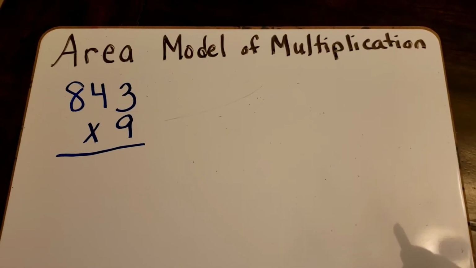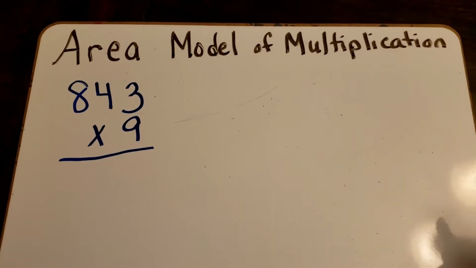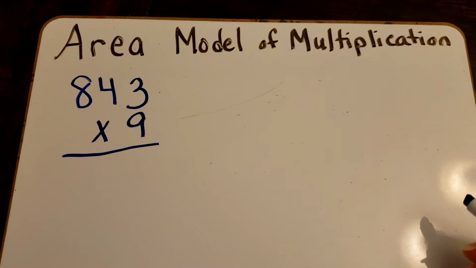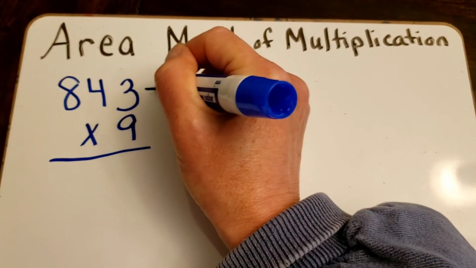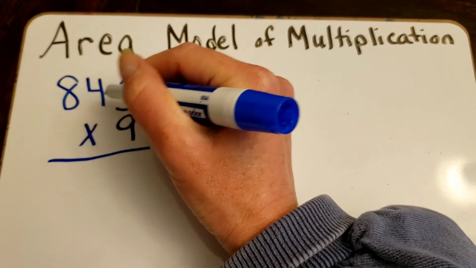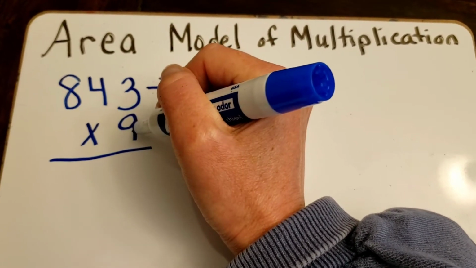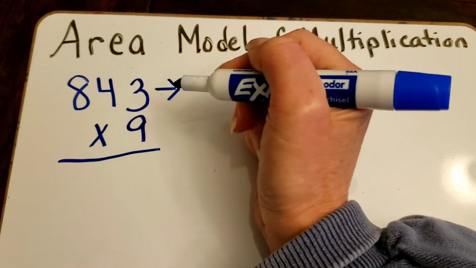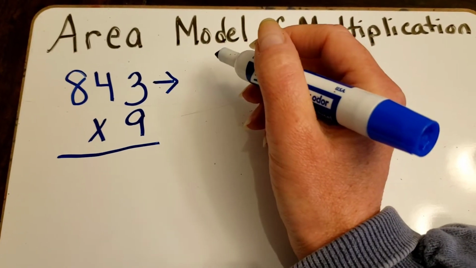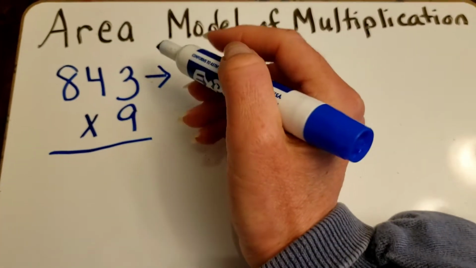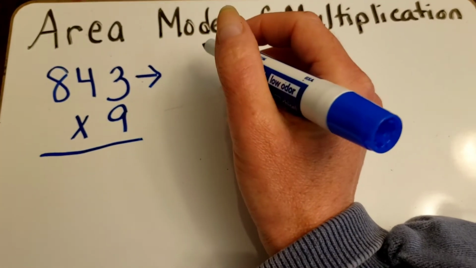All right, we're going to work with the area model of multiplication again, except now we're going to use a larger number. Now remember, the first step is we're going to look at the math problem. We have 843 times 9. These are our two factors. We're going to break the multi-digit number, the number with more than one digit, up into its place value.